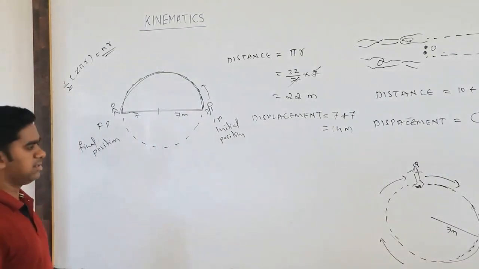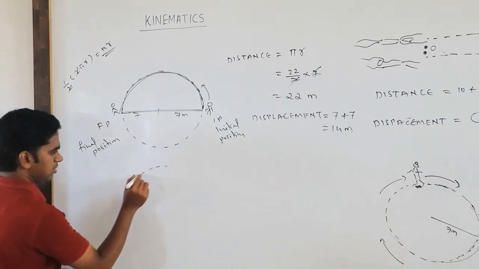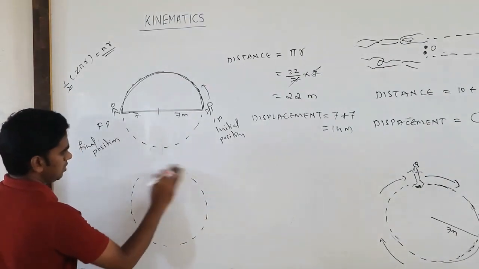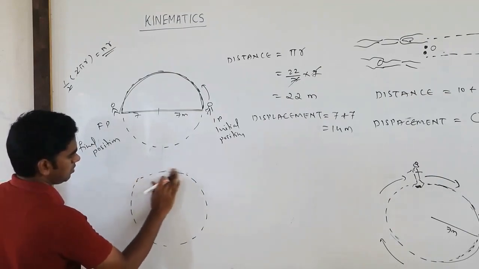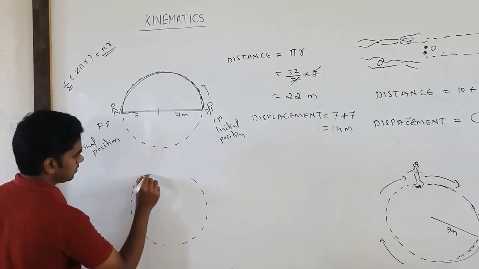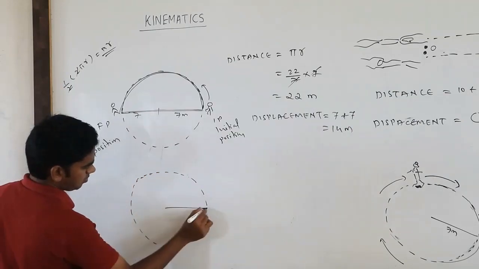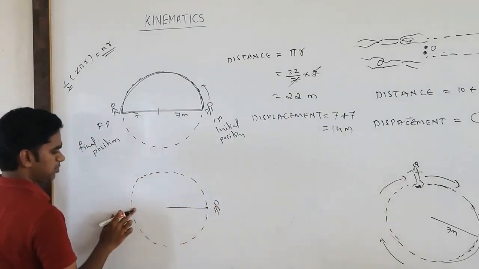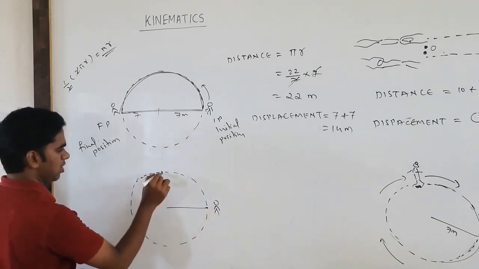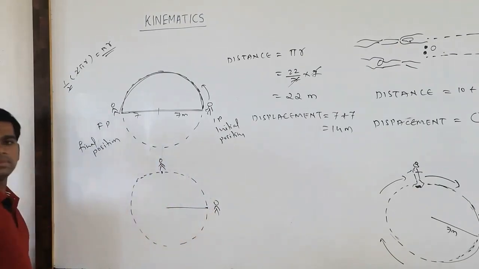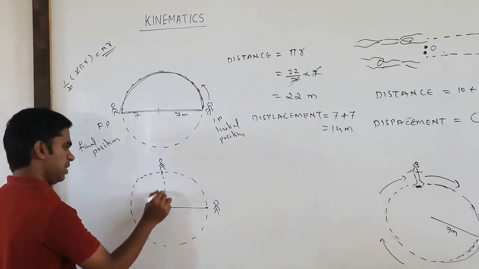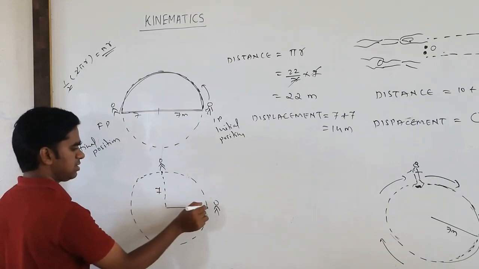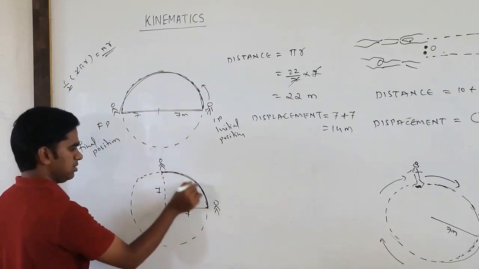If I take another example, again the circular path. Okay. So this is your circular path. Now the person starts from here. He will not come to this point, he will not come to here either. He will stop at this point only. This is 7. This is also going to be 7. What is distance? Distance is this one.